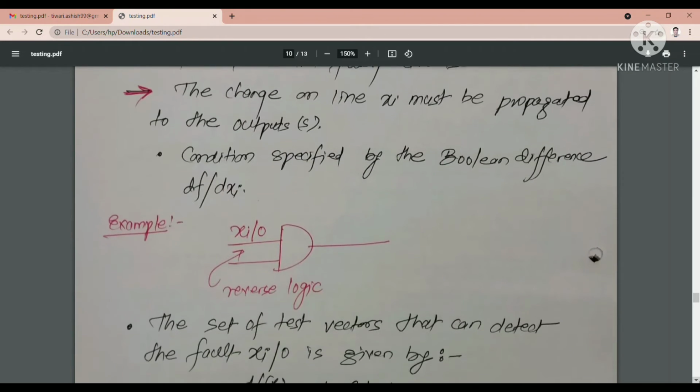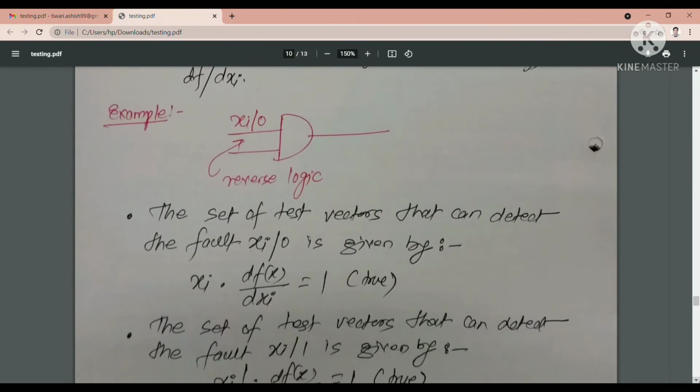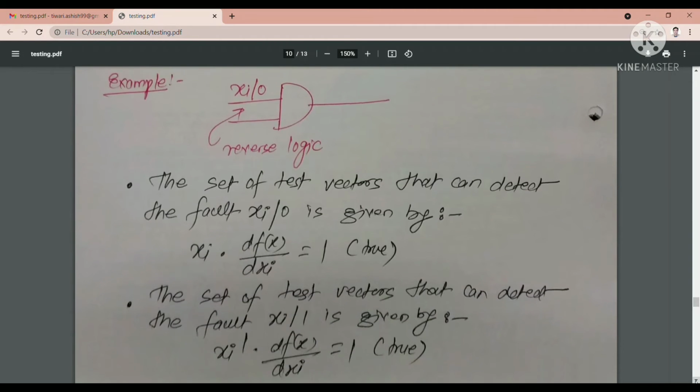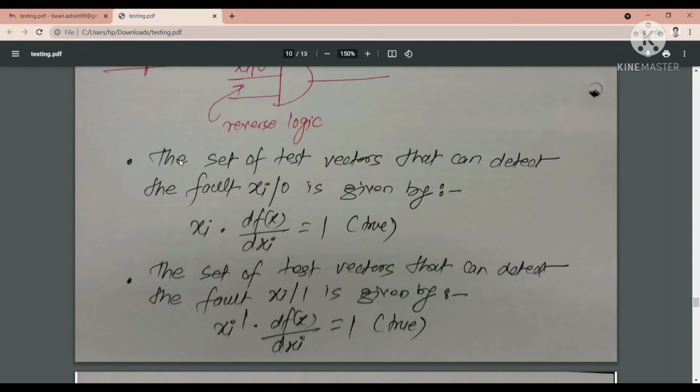Now how can we summarize this? The first point is that the set of test vectors that can detect the fault xi stuck at 0 is given by xi df upon dxi equals 1. If this condition is true, then we can test the stuck at 0 fault. And the set of test vectors that can detect the fault xi stuck at 1 is given by xi bar.